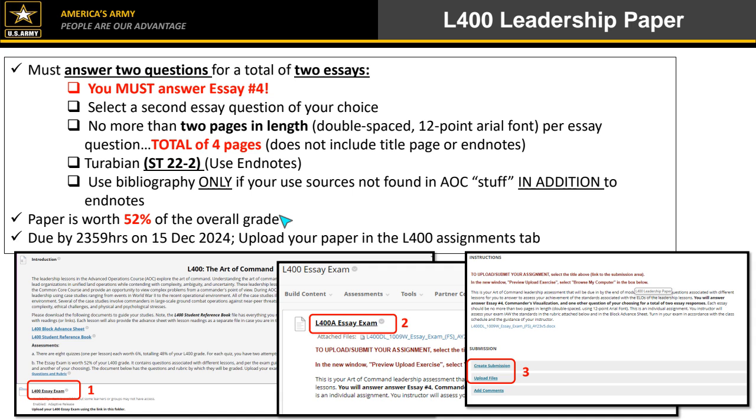It's really important that you allot time for this assignment because it is 52% of your grade. And again, as a reminder, it's due on the 15th of December, no later than 23:59.